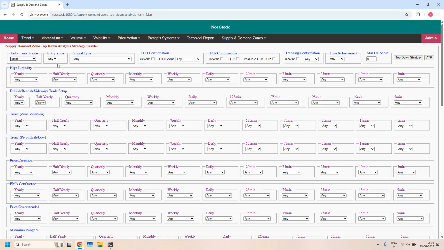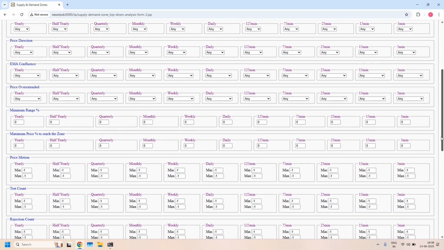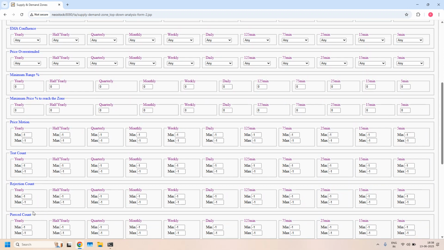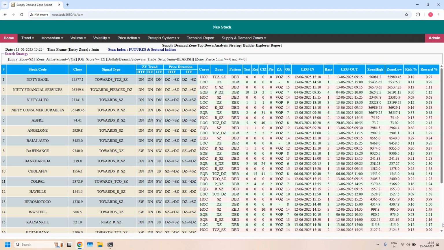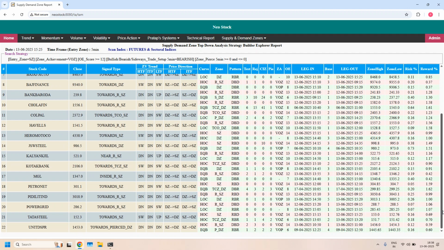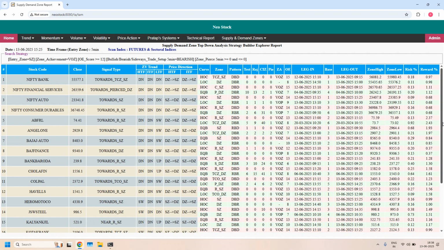Entry time frame 5 minutes, entry zone, supply zone, bullish or bearish or sideways at 5 minutes. I am selecting bearish. Zone achievement VOZ, minimum odd and enhancer score 12, and also 5 minute supply zone should not be pierced. So in the pierced count parameter, at 5 minutes time frame, minimum value 0, maximum value 0. With these filters, we got several stocks. 22 stocks are filtered, supporting bearish trade setup for hourly income trade. Entry time frame zones are 5 minute supply zones.